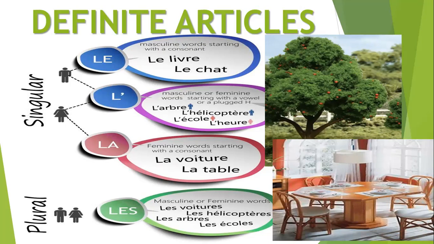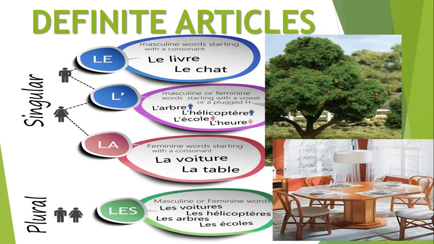This is what creates the confusion, because always it is E. If a word ends with E, it's feminine. Here it becomes LE, which is masculine, and that's the confusing part. But anyway, now there is a common definite article for masculine and feminine, which is L apostrophe.